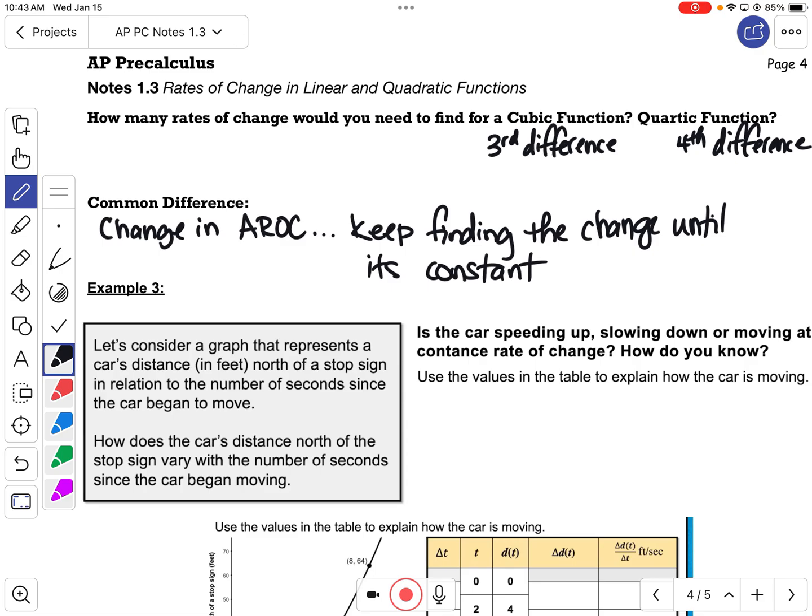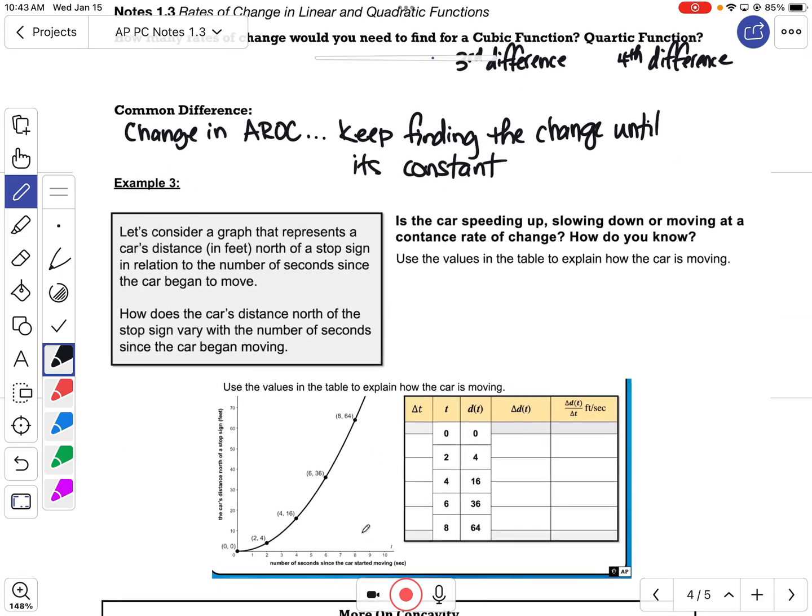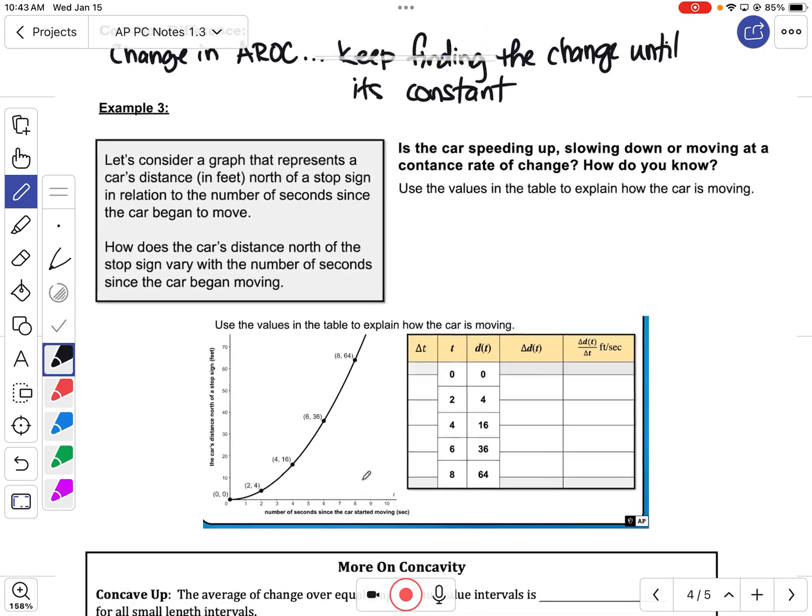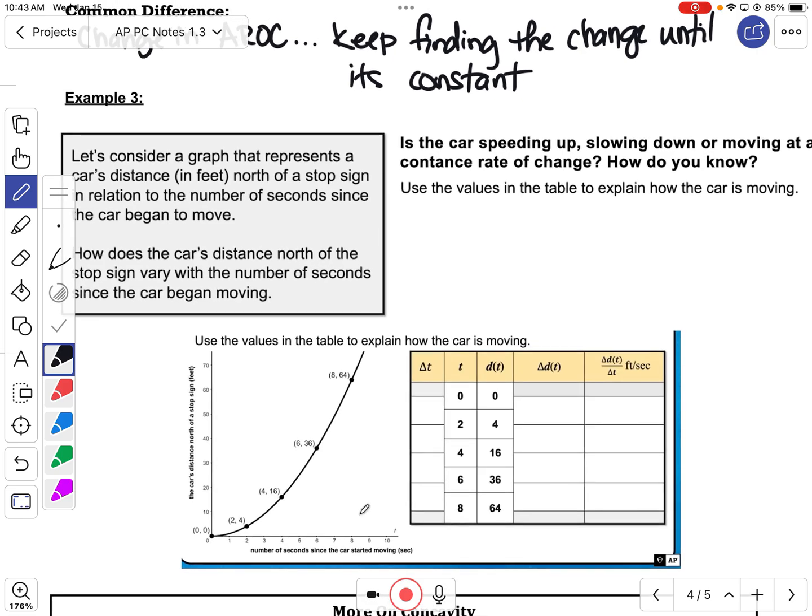All righty. So let's take a look at an example, and then we're going to do several more examples, and we're going to be done for the day. It's like just talking about this rate of change and how rates of change are moving. So it says, let's consider a graph that represents a car's distance in feet north of a stop sign. So the car's up here, stop sign's down here, in relation to the number of seconds since the car began to move. How does the car's distance north of the stop sign vary with the number of seconds since the car began moving?